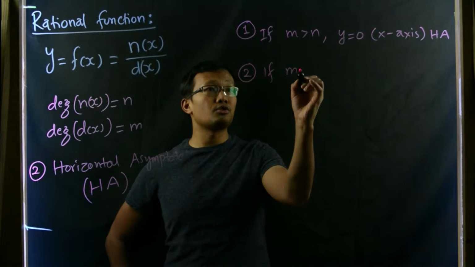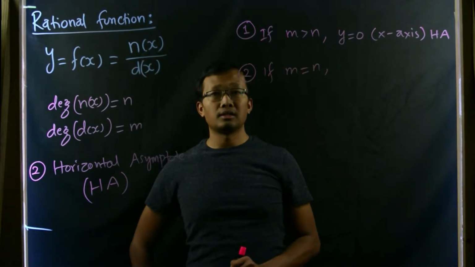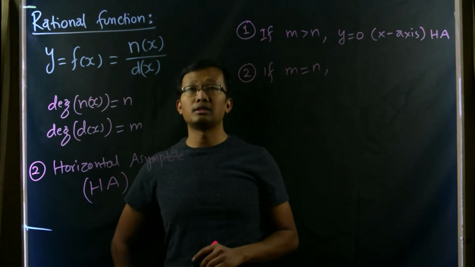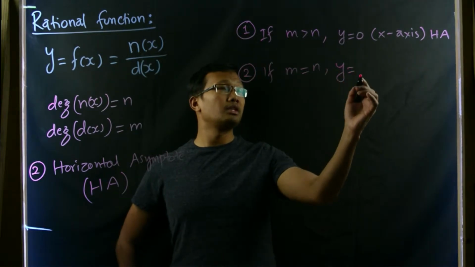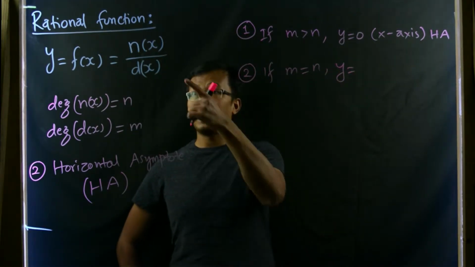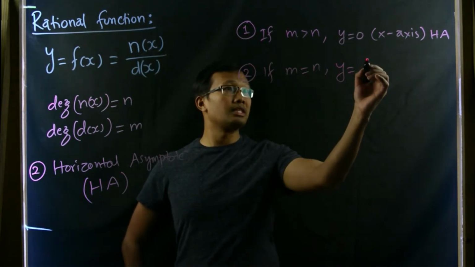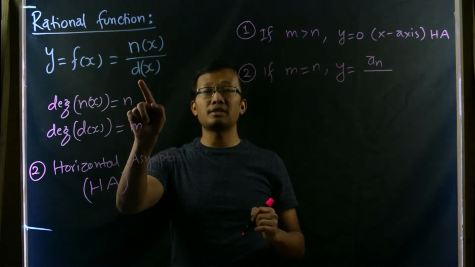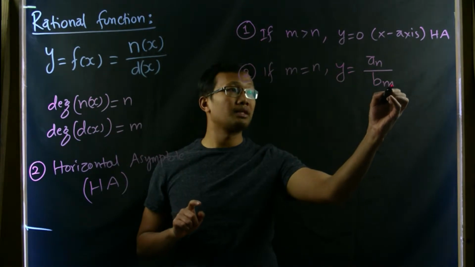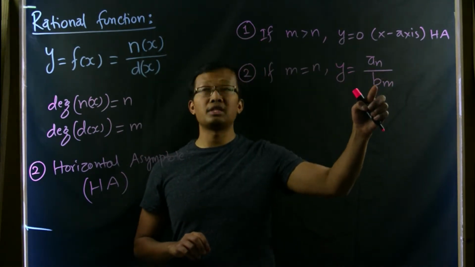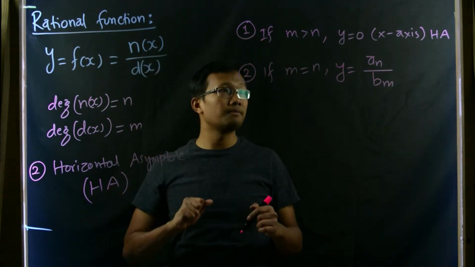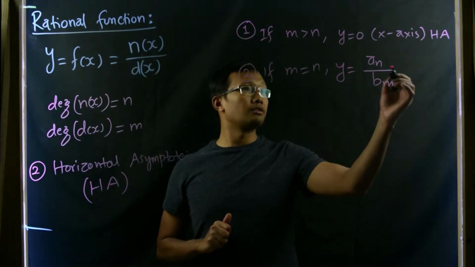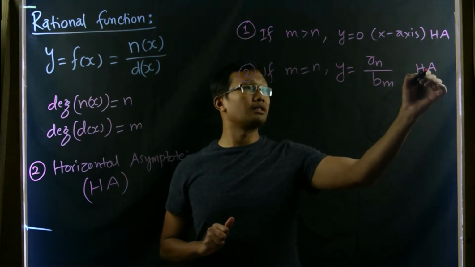Now let's take the second case. If m equals n, then y equals the leading coefficient of n of x, which is an, divided by the leading coefficient of d of x, which is bm. Since these were the leading coefficients that we have previously assumed, that is the horizontal asymptote.